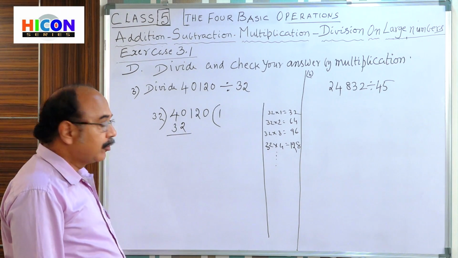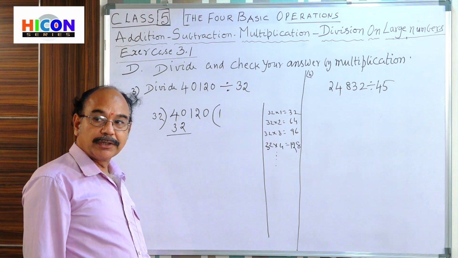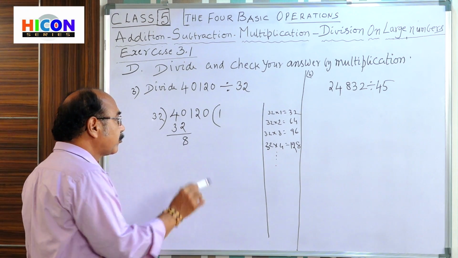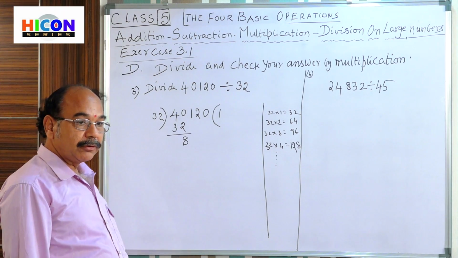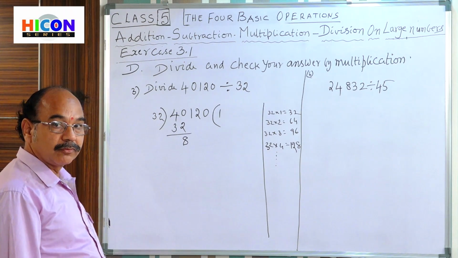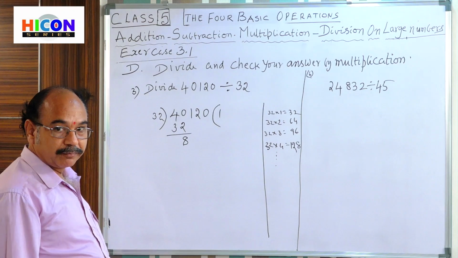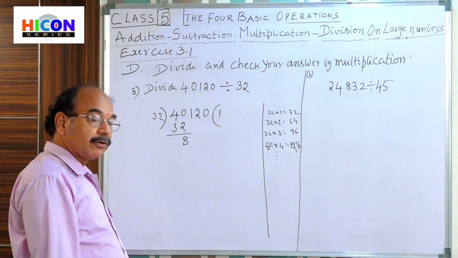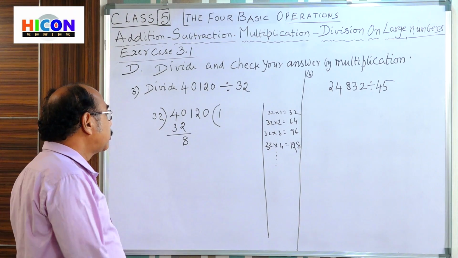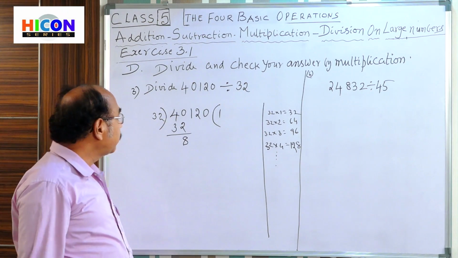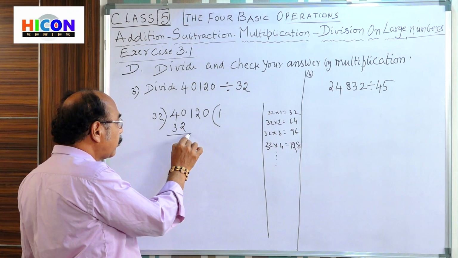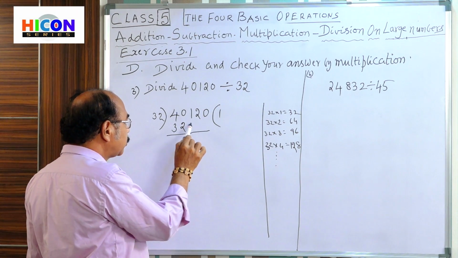Subtract. 40 minus 32. How much? 8. Now, come to the next step. From the dividend, we bring down one number. That means 1 is to be brought down.